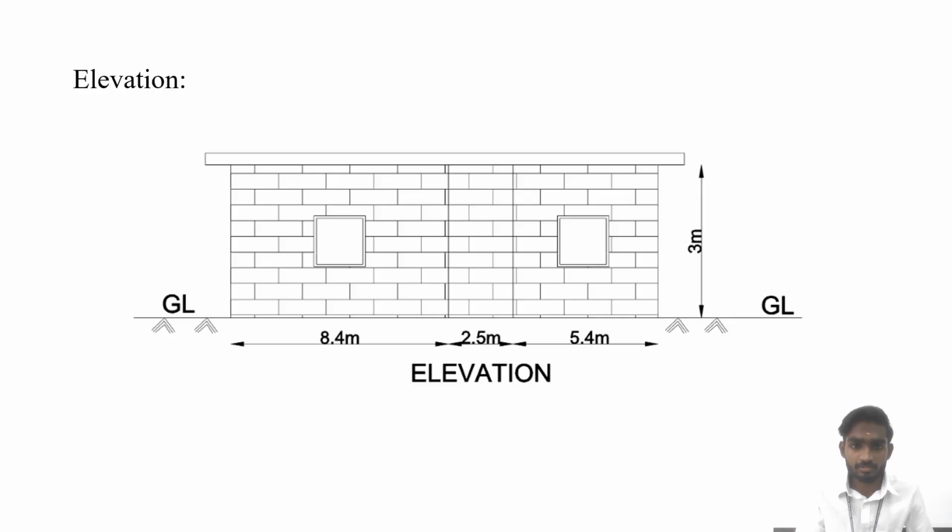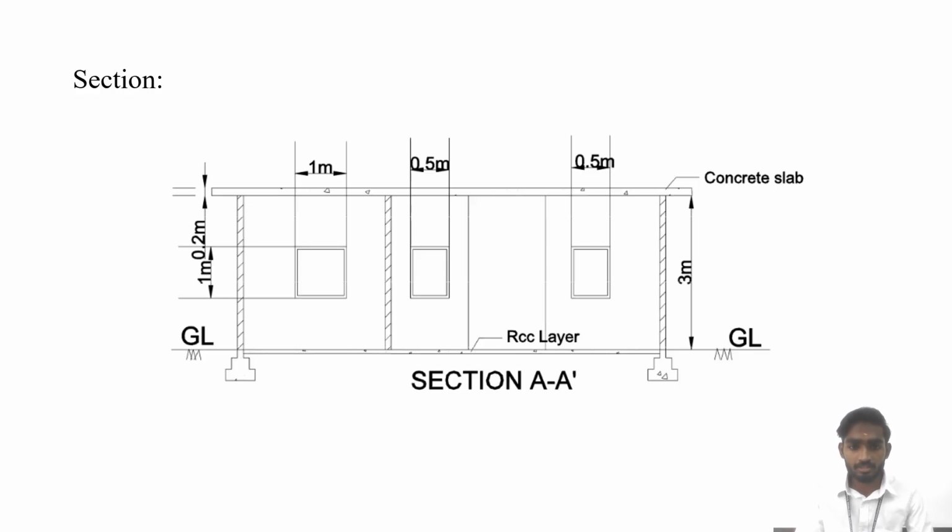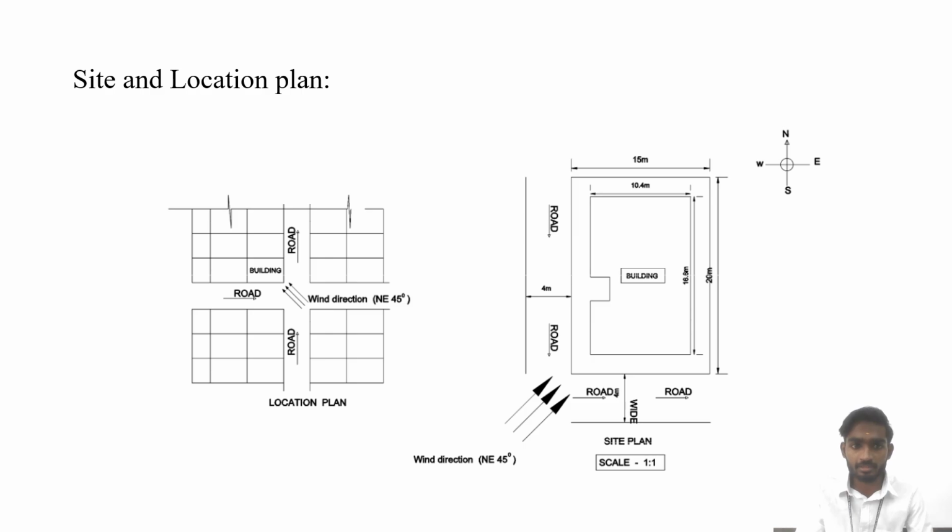This is the elevation of our building. It is cut at A dash. This is the section of our building. We have cut in A dash direction. We have given the details about the windows. This is the site and location plan. Our site is located in Madurai. The wind direction is northeast 45 degree.